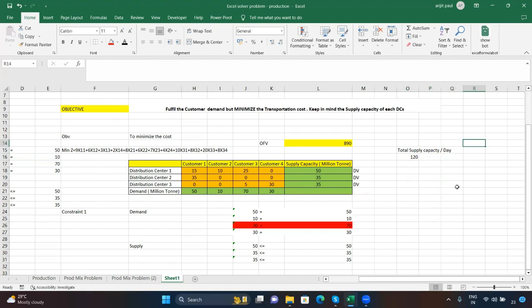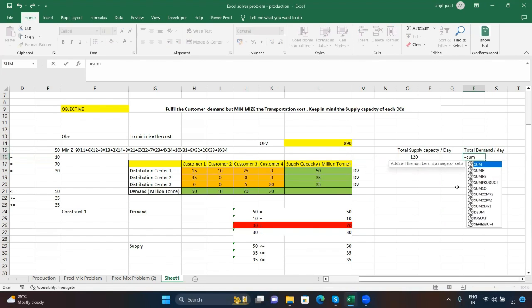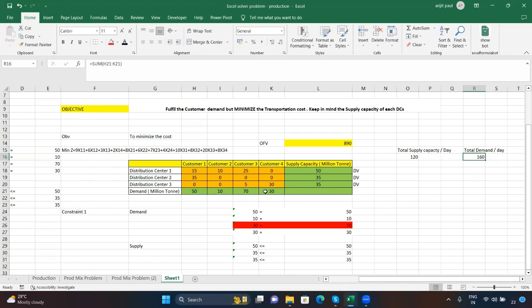Okay. And what is our total demand as per this problem? Total demand per day is this 4. Okay. So our total demand per day is 160 ton. So we have a shortfall of 40 ton of coal per day.